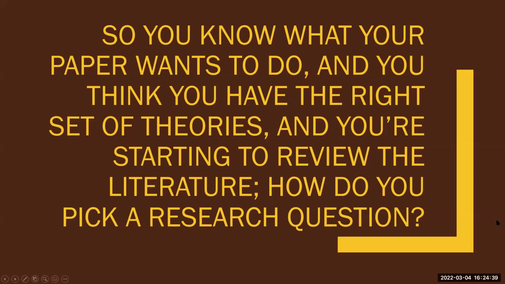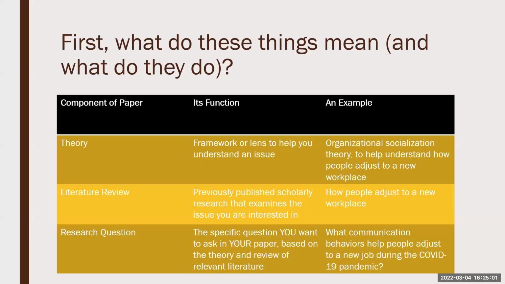So you know what your paper wants to do, right? And you think you have the right set of theories that will help you accomplish that goal. And you're also starting to review the relevant scholarly literature. But how do you pick a research question is a good question to ask if you're at that stage right now. First of all, it's important to figure out what each of these things mean, and more importantly, what they actually do within the paper.